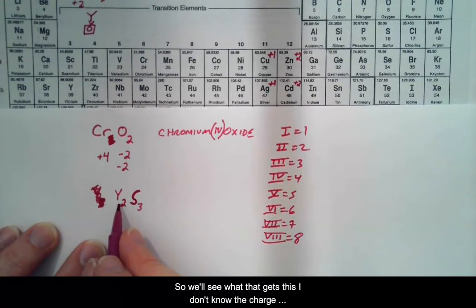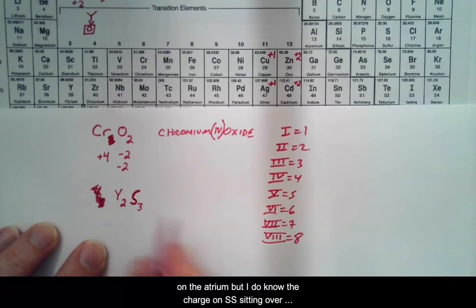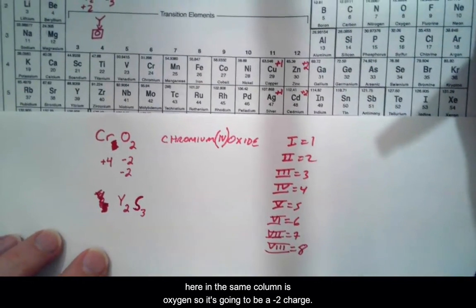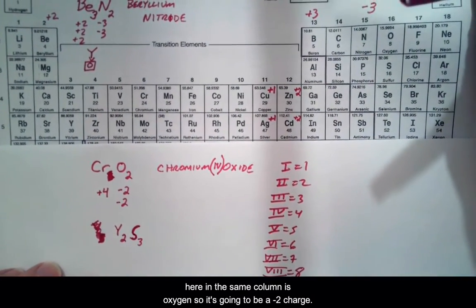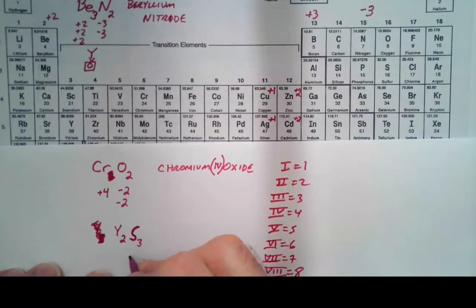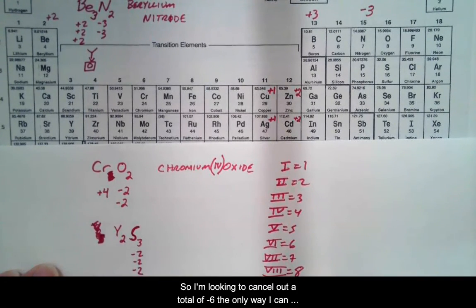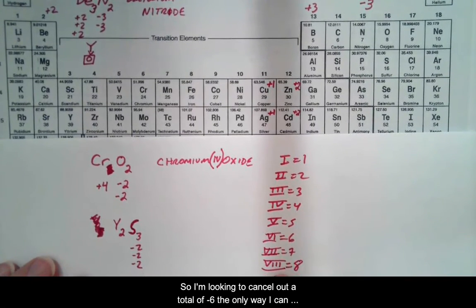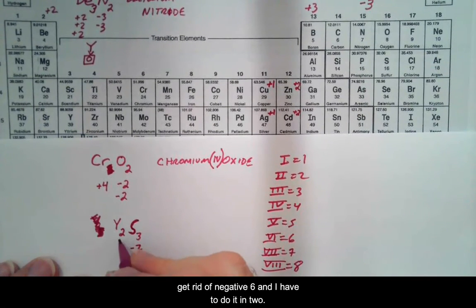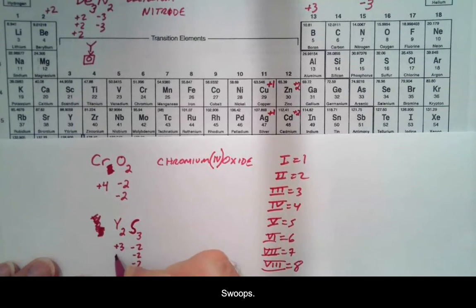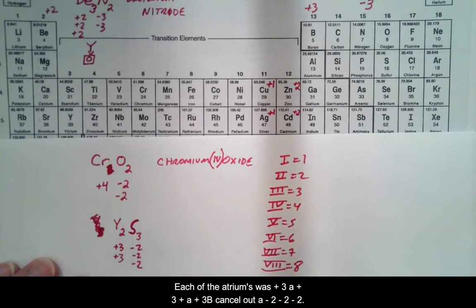I don't know the charge on the yttrium, but I do know the charge on S. S is sitting over here in the same column as oxygen, so it's going to be a -2 charge. I've got 3 of them, so I'm looking to cancel out a total of -6. The only way I can get rid of -6, and I have to do it in 2 swoops, is if each of the yttriums was +3. A +3 and a +3 would cancel out a -2, -2, -2.